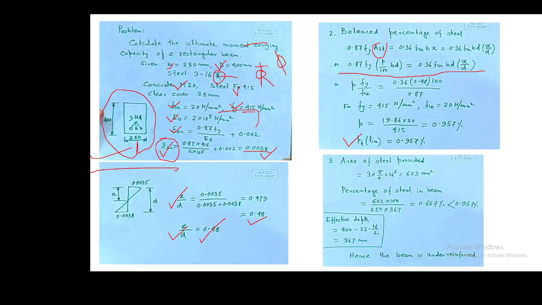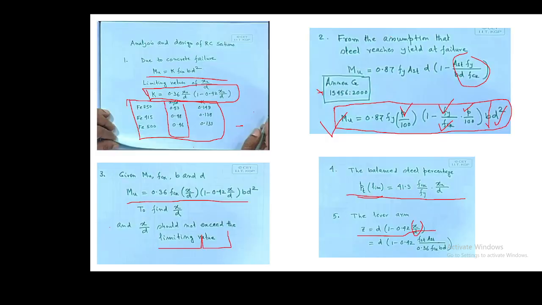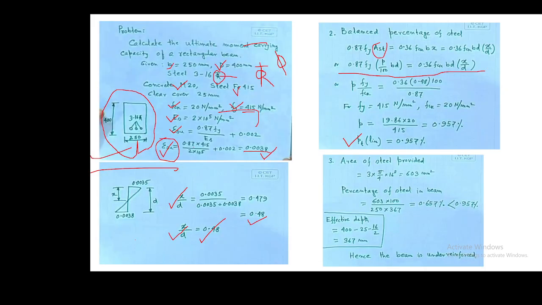So for the balanced one, directly this formula you can use, right? 41.4 by 100 FCK by Fy XU by D. XU by D we have calculated in the first step here. This XU by D you can put here, and this 41.4 you can use directly and calculate the PT. Why are we calculating that? Just to know whether our section is under-reinforced, over-reinforced, or balanced. So this is the PT calculated for the balanced one.